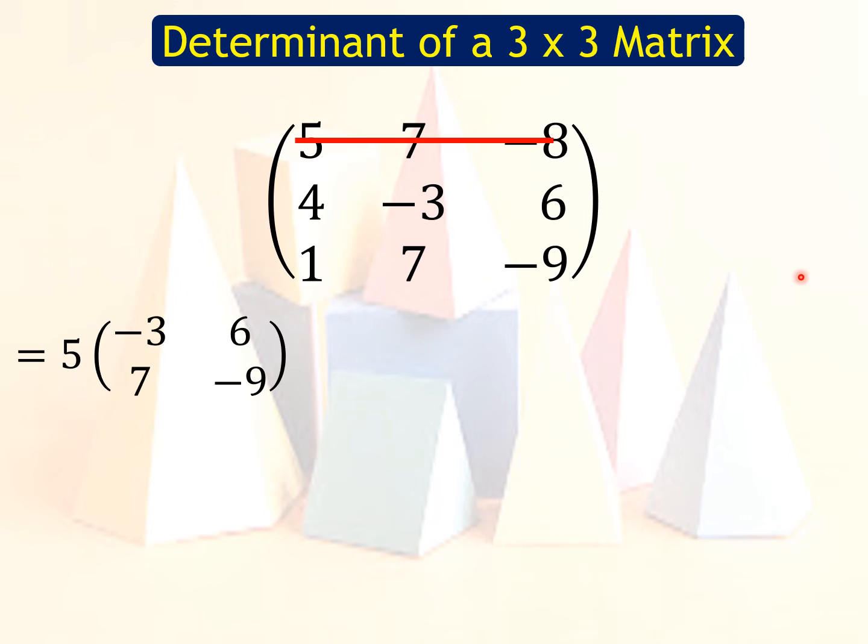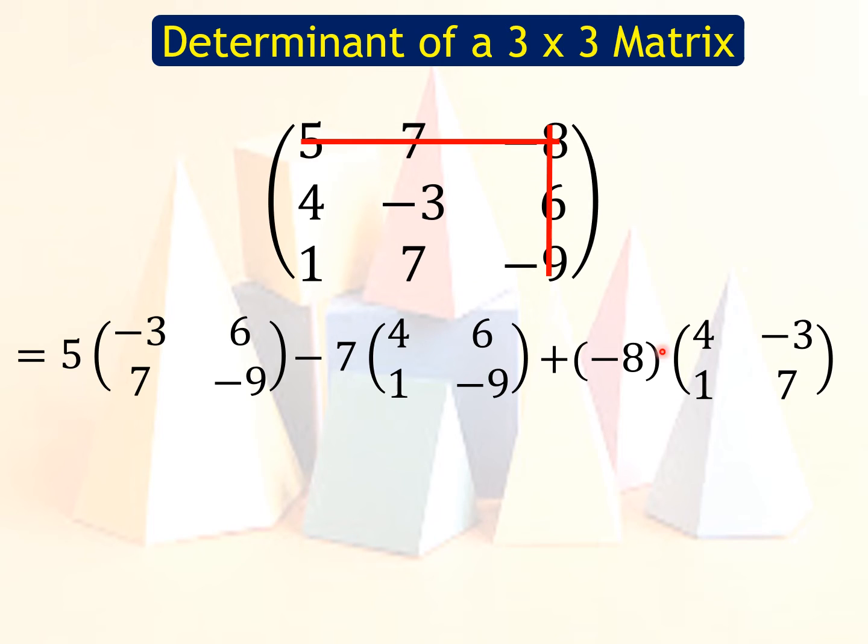So let us eliminate. So we have minus 7 times 4, 6, 1, negative 9. And then the last multiplier is negative 8. So we shall eliminate the first row and then the third column. So we have plus. We already have minus in here, so it is plus. So plus negative 8, 4, negative 3, 1, 7.